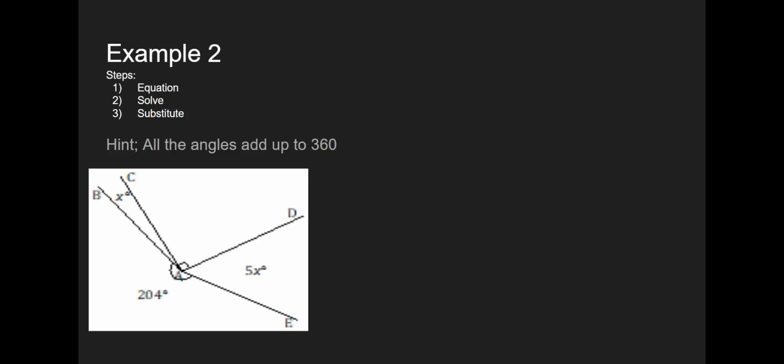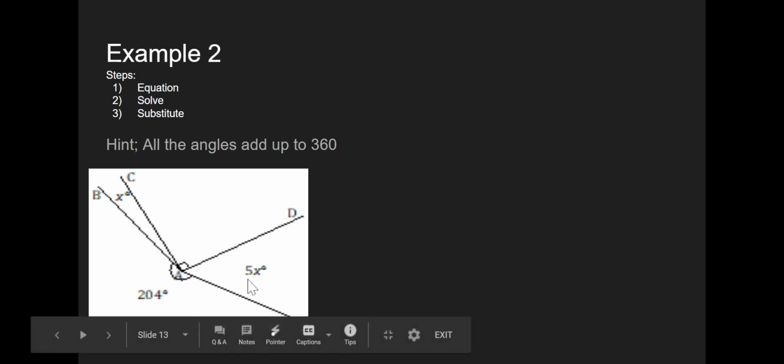All right, example 2. Now you're going to try one on your own, and then we're going to come back and go over it together. Example 1 I modeled for you, so example 2 you're going to try on your own, okay? Now here's some steps to keep in mind, the ones we just spoke about a little while ago. Equation, solve, and then substitute. So you're going to write your equation out first, and then you're going to solve, and then once you're done solving, you are going to substitute so you can find the value of the unknown angles.